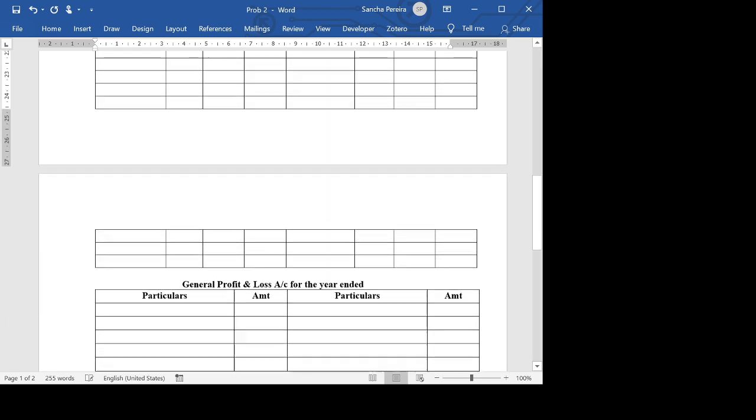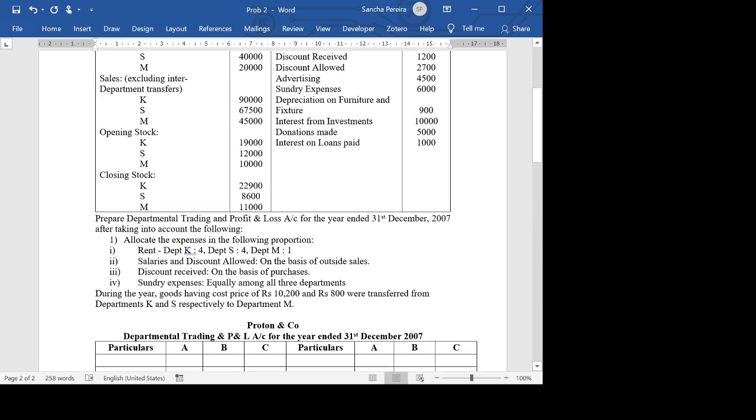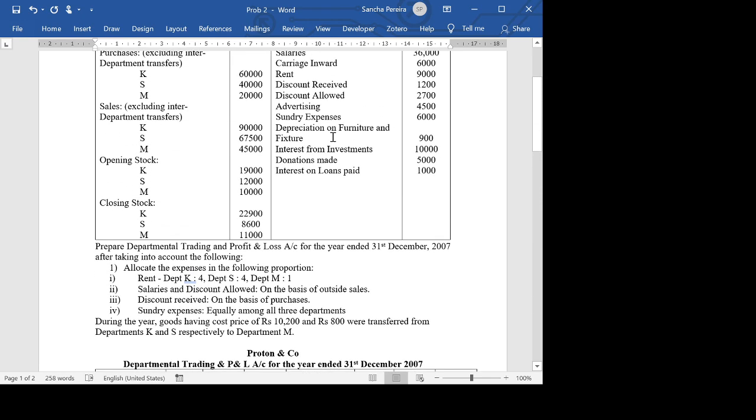And we also have the general profit and loss account for the year ended 31st December 2007. Now, if we didn't have any items that had to go in the general profit and loss account, we would not have prepared it. If all these items could be divided, we would have had only the departmental trading and profit and loss. Is that clear? Okay. So let's start posting the items.